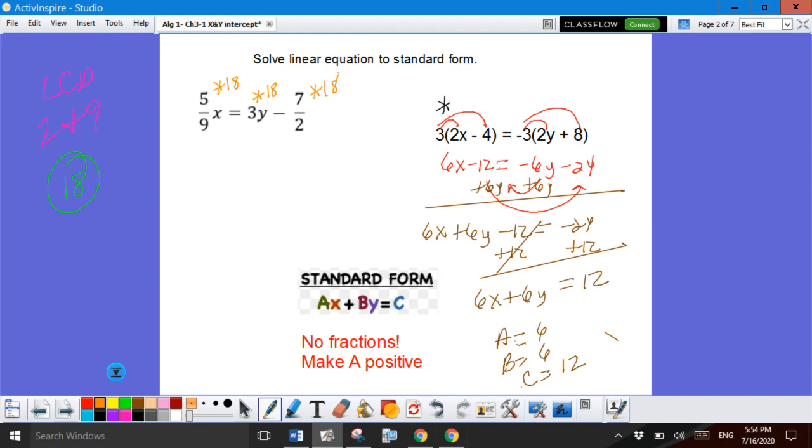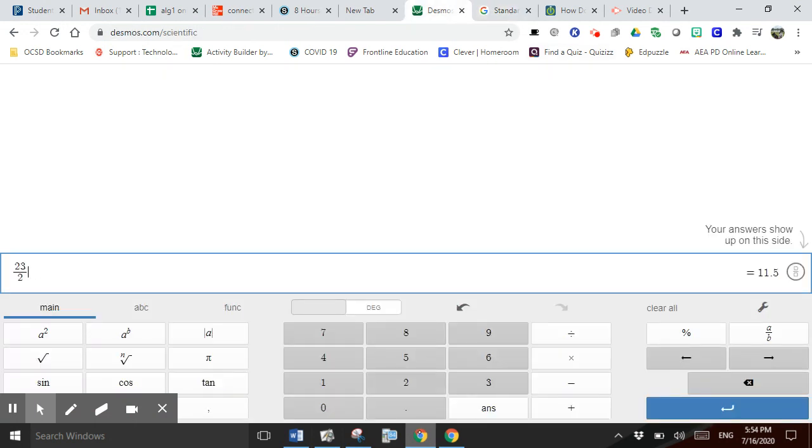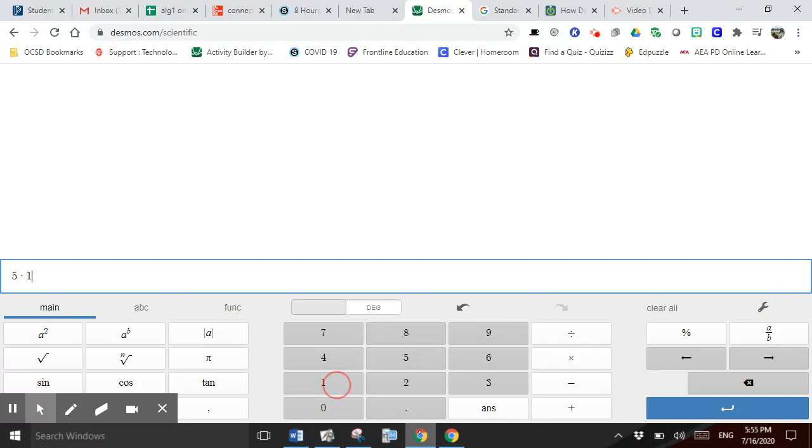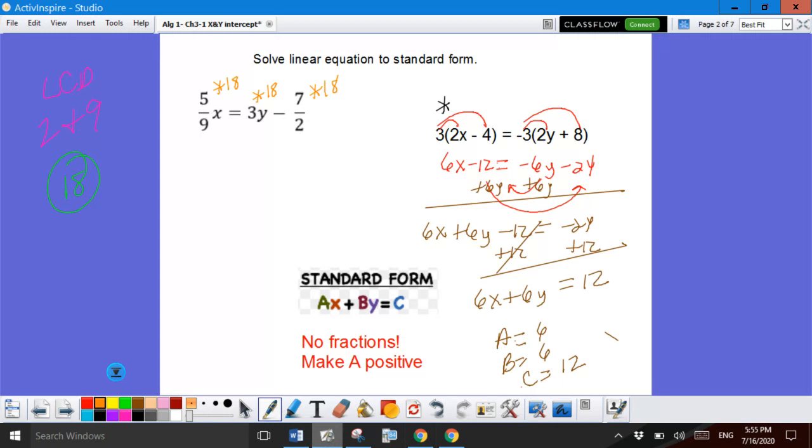Okay, so I'm going to actually flip slides here. So I have 5 times 18 divided by 9. So I'm going to go to my Desmos. 5 times 18 divided by 9. And I get a 10. Okay, I get a 10. So go ahead and hit pause and see what you can do with clearing the rest of those fractions.